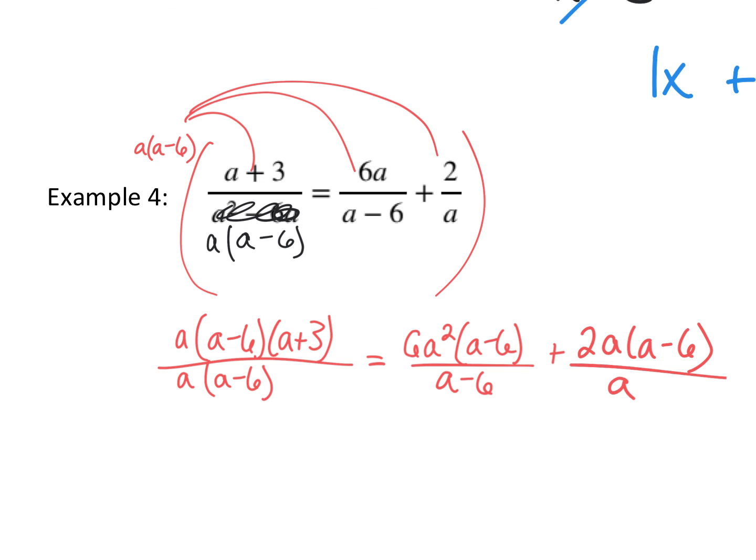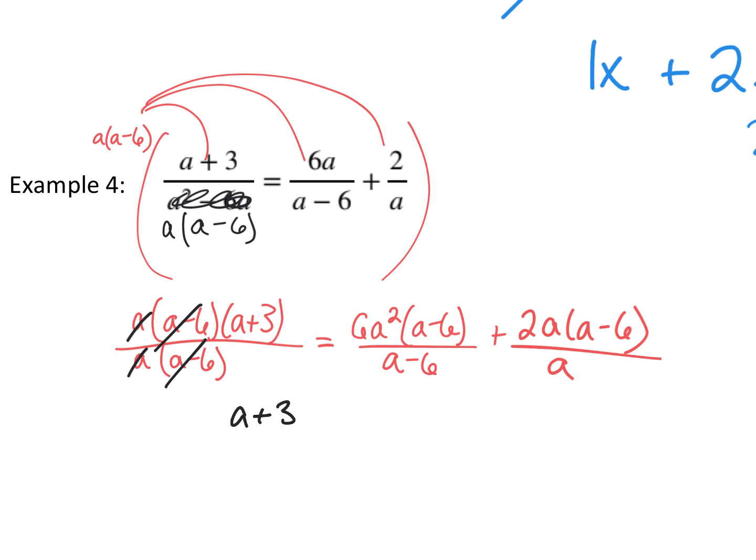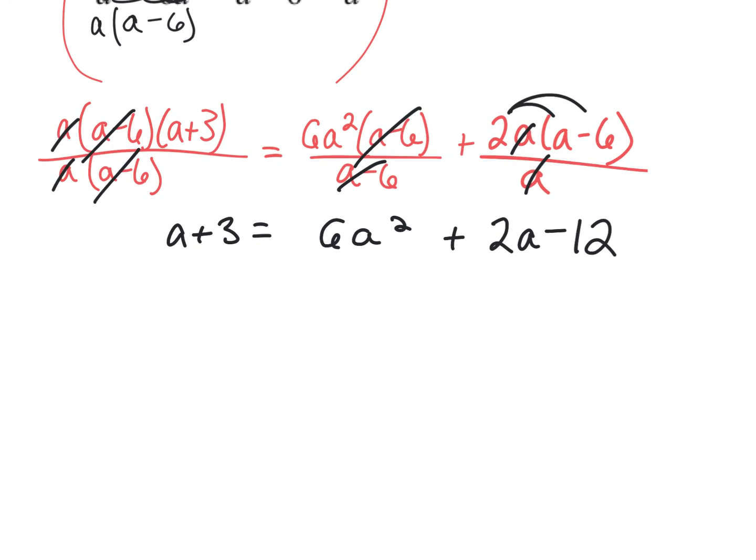There's a lot of a's, but we're going to get rid of some. So the first fraction, what can we do there? The a and the a minus 6 cancel. Second fraction, cancel out the a minus 6, so you use that 6a squared. And the third, cancel out the a's. So this 2 can be distributed, right? And that will be 2a minus 12.